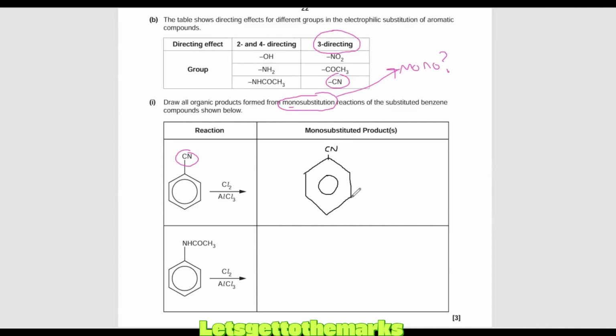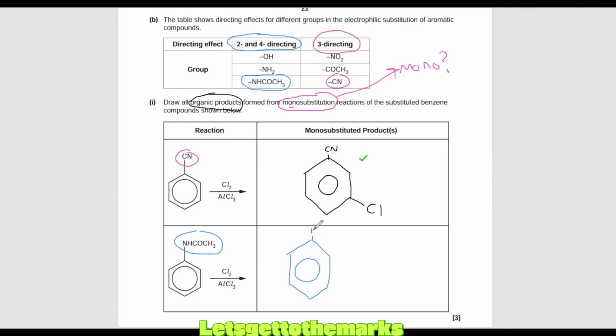Right, this is mono substitution, so we just want to add a chlorine atom here. It's 3 directing, so we want to add it to the 3rd position. Why is it 3 directing? The nitrile group, the CN, has withdrawn electrons from the 2 and 4 positions, leaving the 3 position more electron dense, and so more likely to be attacked by an electrophile. Now we have the 2,4 directing. These donate electrons to the 2 and 4 positions, making them more electron dense.